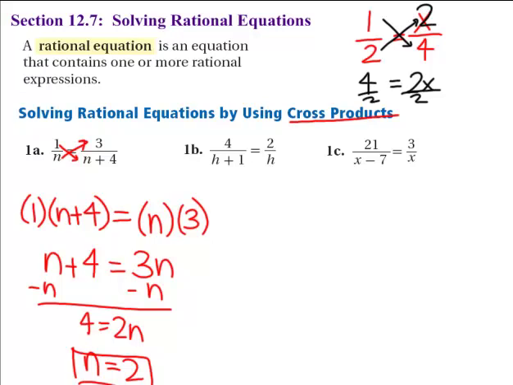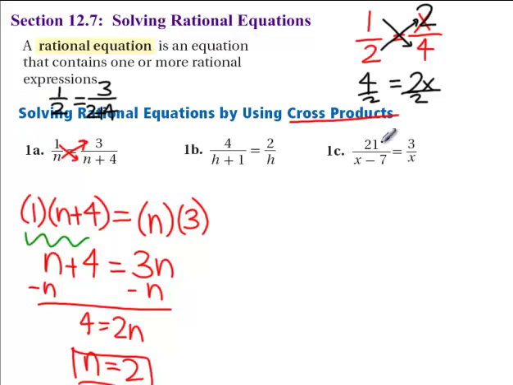Plug it back in. Make sure it works. Running out of room here, but if I do 1 over n, which is 2, it should equal 3 over 2 plus 4, or 6. And 1/2 is definitely the same thing as 3/6.